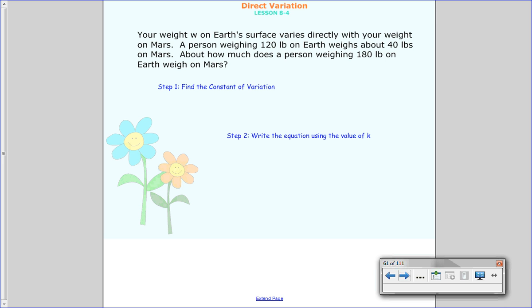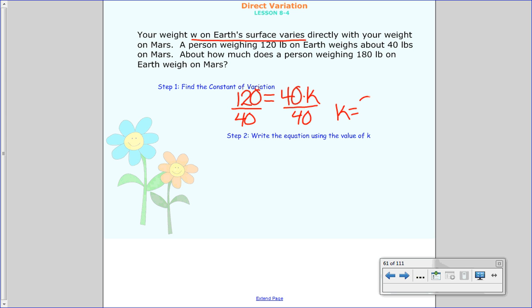Your weight W on Earth's surface varies directly with your weight on Mars. A person weighing 120 pounds on Earth weighs about 40 pounds on Mars. About how much does a person weighing 180 pounds on Earth weigh on Mars? Well, we know our weight W on Earth, so that is what that piece is. It's going to be 40 of whatever the constant is. So we have to figure out what the constant is in this case. So again, 40 times K is the same as 120. We divide by 40 to figure out what the constant is, and we get K is 3.